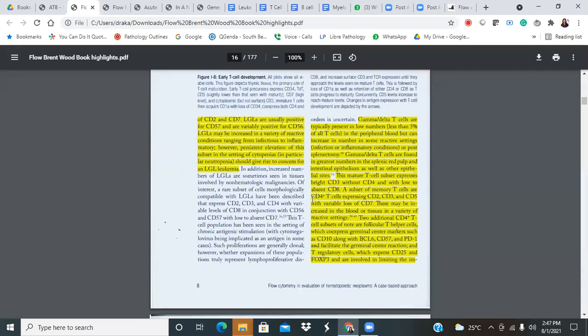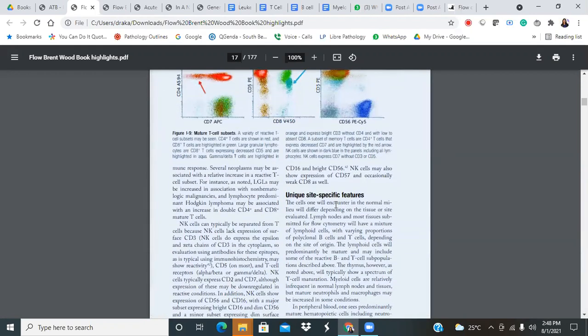A subset of memory T cells are CD4 T cells expressing CD2, CD3, CD5 with variable loss of CD7. These may be increased in blood or tissues in a variety of reactive settings. Two additional CD4 positive T cell subsets of note are follicular T helper cells, which express the germinal center markers such as CD10 along with BCL6, CD57, and PD1, and facilitate the germinal center reaction, and the T regulatory cells, which express CD25 and FOXP3 and are involved in limiting the immune response.